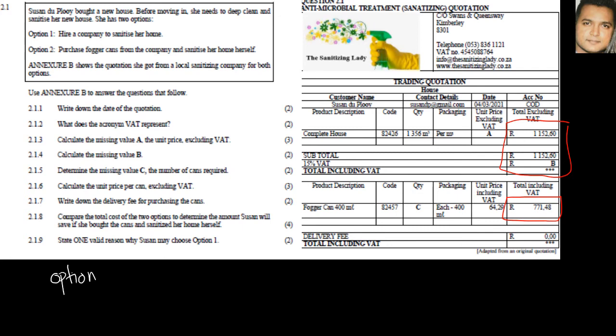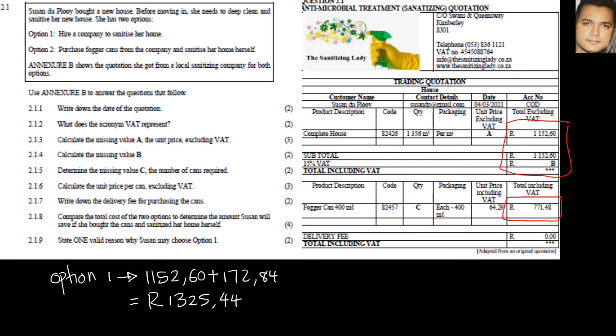So let's start off by saying option 1. Option 1 would be, remember, the amount that starts off there is the amount excluding VAT. So we need to include that VAT. So 1152,60 plus the VAT amount, which is 172, we did work it out earlier, comma 89, right? And altogether, option 1 would cost us 1325,44.